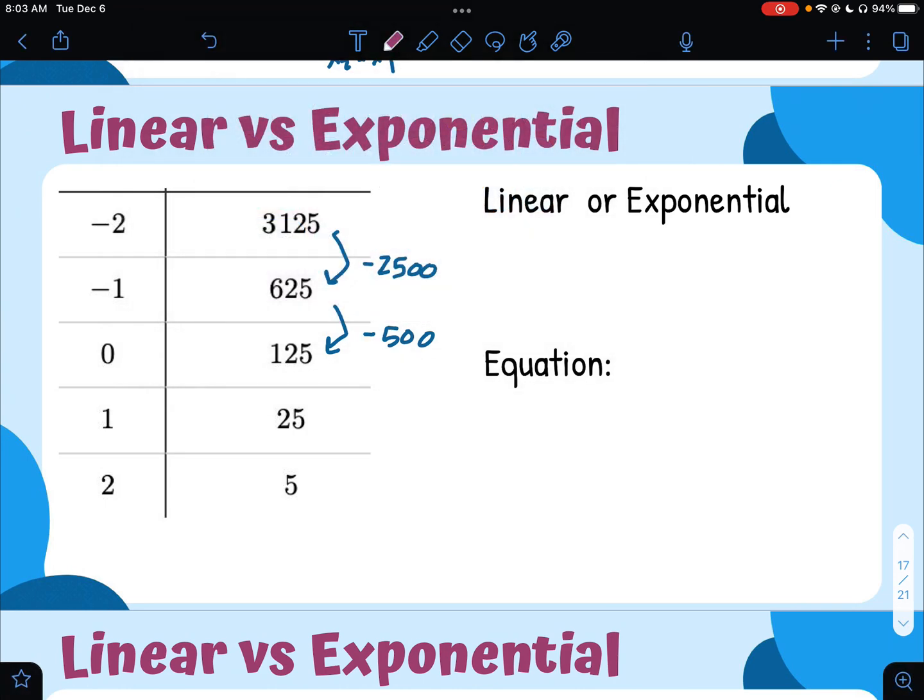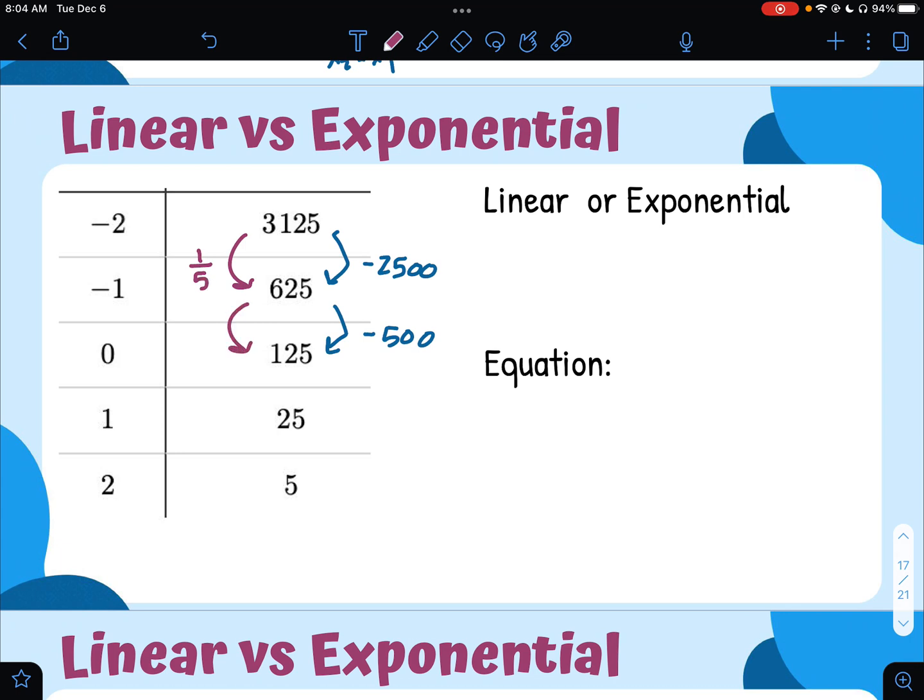So let's switch and look at multiplication. We want to know 625 times what number gives us 3,125. So I would say 625 divided by 3,125. Throw that in my calculator. That gives me 1/5. So let's check and see if it holds true.